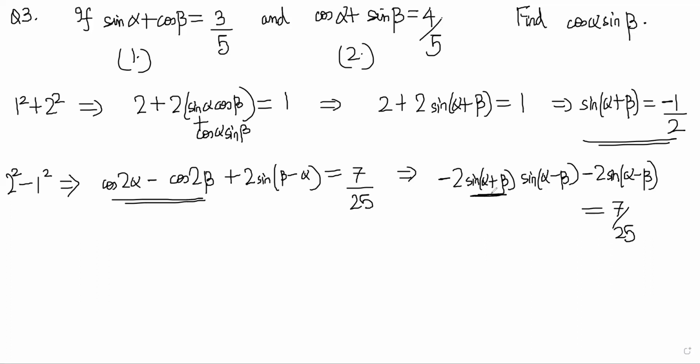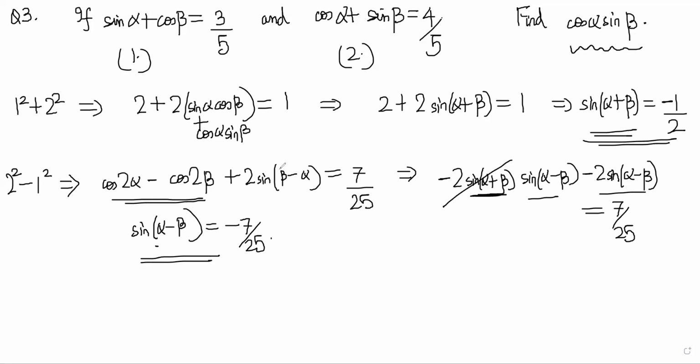Now, because we know sine of alpha plus beta is minus half, minus 2 into minus half becomes plus 1. And you end up getting sine (alpha minus beta) minus 2 sine (alpha minus beta), which basically gives you the value of sine (alpha minus beta). And that comes out to be minus 7 by 25. So we now know this. We also know this. We just have to find cos alpha sine beta. And cos alpha sine beta is basically half of the difference of sine (alpha plus beta) minus sine (alpha minus beta).